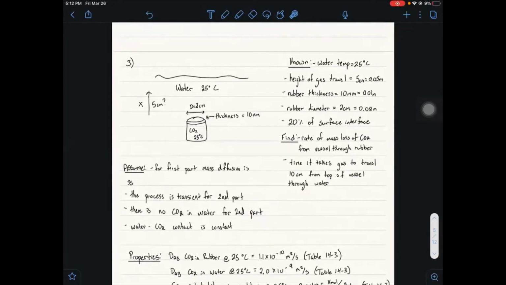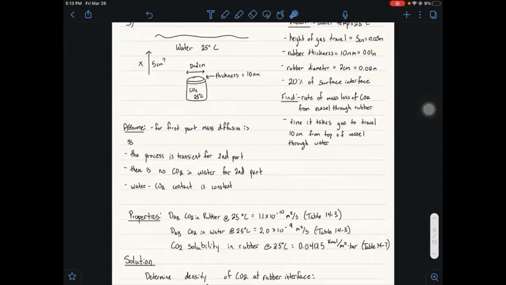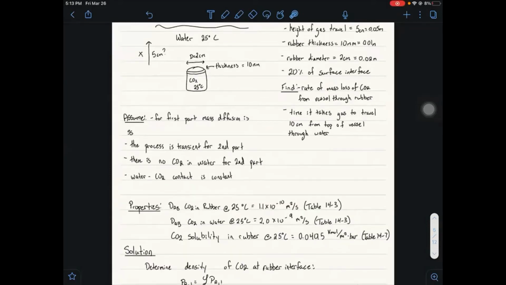For problem 3, I said that you have a vessel filled with carbon dioxide, and it is a certain distance below the water. For the first part, I asked to figure out the mass loss of the CO2 from the vessel through the rubber, and then I asked to figure out the time it takes for the gas to travel 10 centimeters from the top of the vessel through the water.